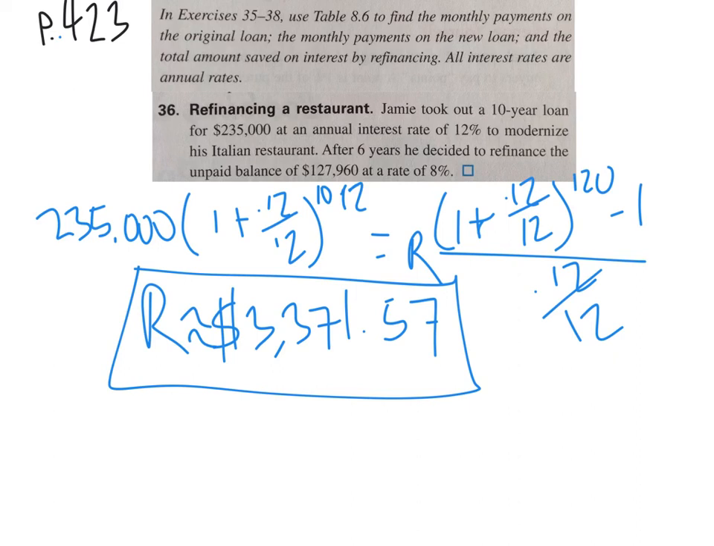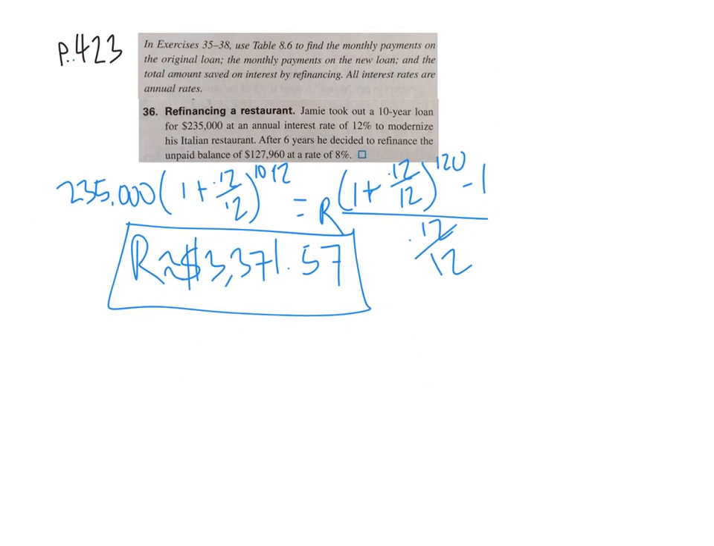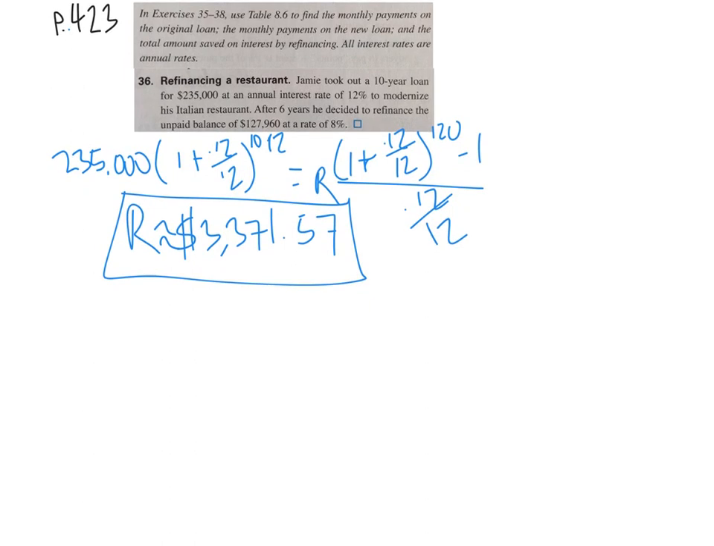Alright, so now what's going to happen though is he took out a 10-year loan, and after 6 years, notice he has 4 years left to pay it off. He decided to refinance the unpaid balance. So after 6 years, he's going to take out a new loan of that unpaid balance, the $127,000 or so, and that new loan is going to be at an 8% rate. And we're assuming here that he still wants to pay it off within 10 years, so the new time is the amount of time that he had left to pay off his loan. So 10 minus 6 would give us 4 years.